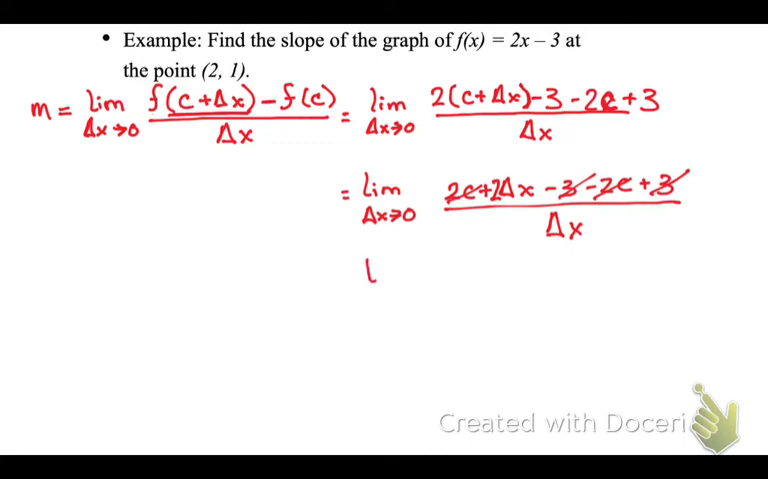So now I'm down to the limit as delta x approaches 0 of 2 delta x over delta x, which is just what? 2. What was the slope? 2. Wow, look at that, guys. So that is the proof of the slope.